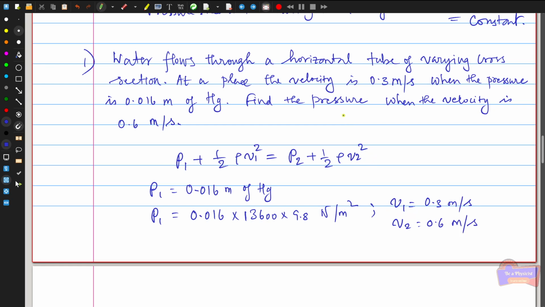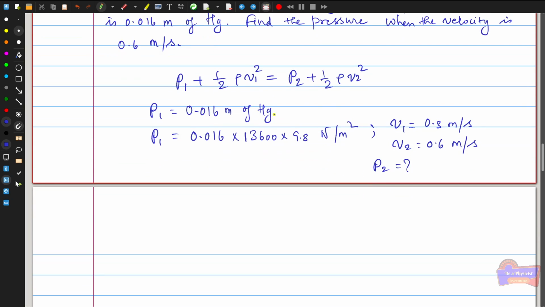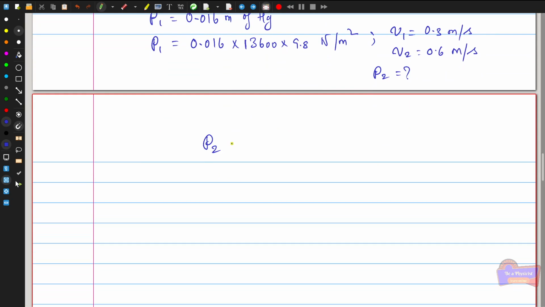Therefore, we have to find out the pressure at the other point. We already know this equation, so I can write it in terms of P2. That means P2 is equal to P1 plus half into rho into V1 squared minus V2 squared. So I can directly substitute all the values.